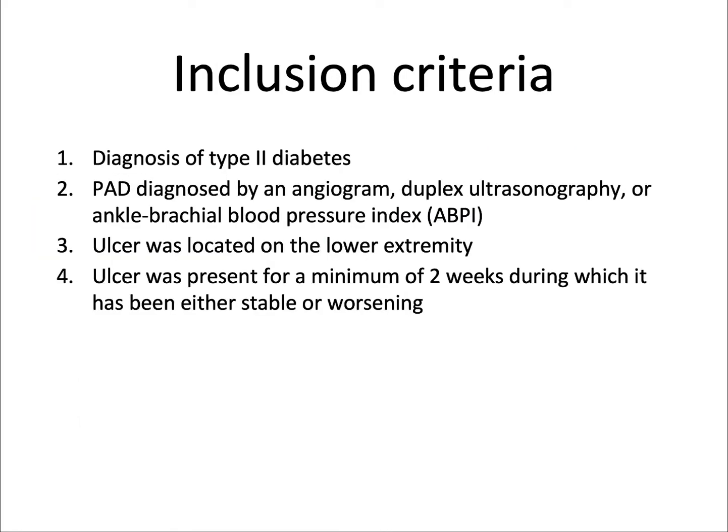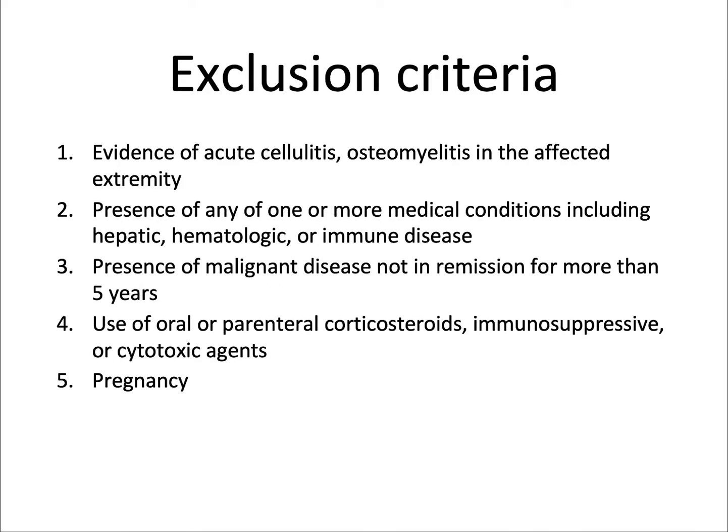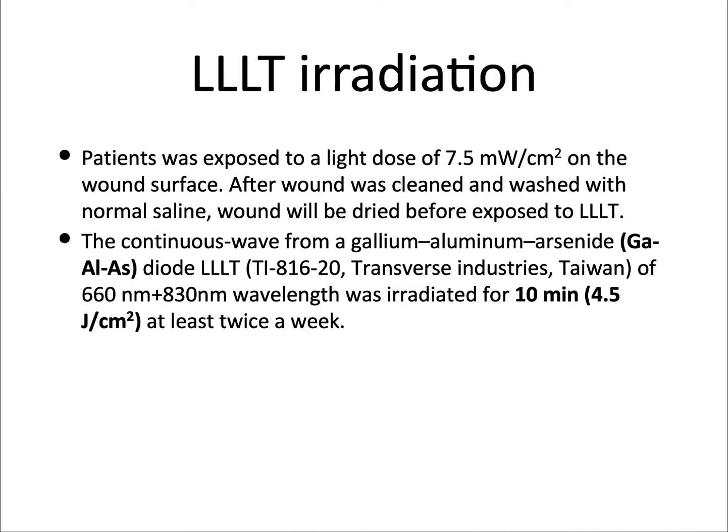The inclusion criteria are that the patient has to be diagnosed with type 2 diabetes and PAD. The ulcer was located on the lower extremity and present for a minimum of 2 weeks. The exclusion criteria are that the patient has acute cellulitis, osteomyelitis, hepatic, hematologic, or immune disease, presence of malignant disease not in remission for more than 5 years, use of corticosteroid or immunosuppressive agent, and pregnancy. The laser radiation is for 10 minutes, which equals 4.5 joules per square centimeter.